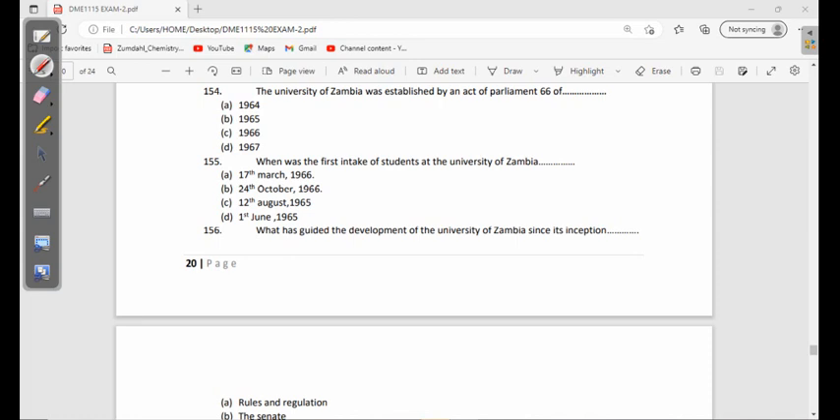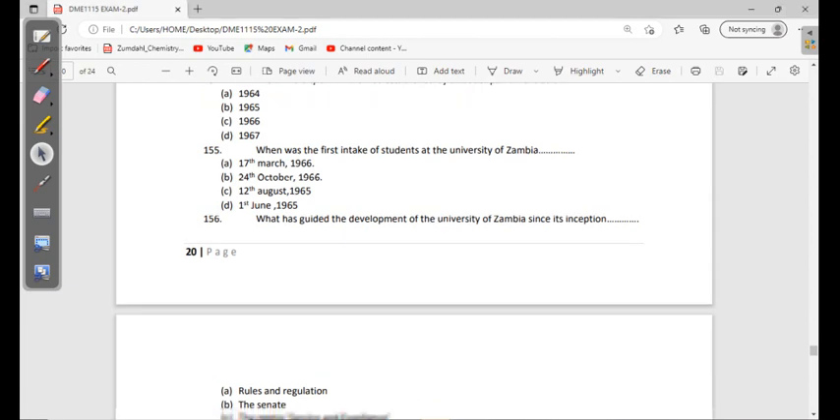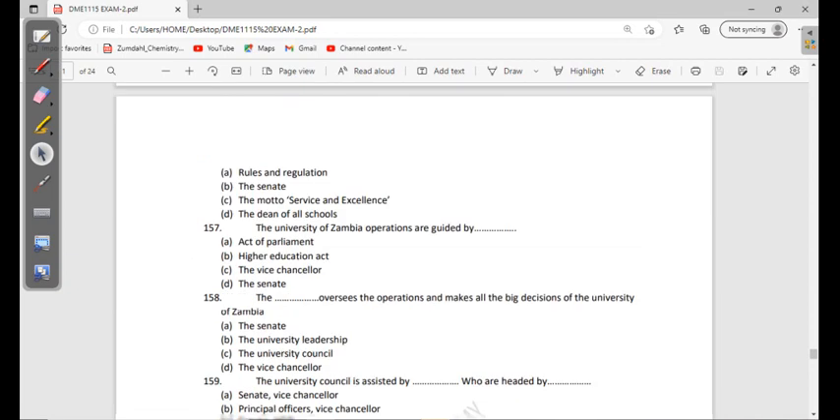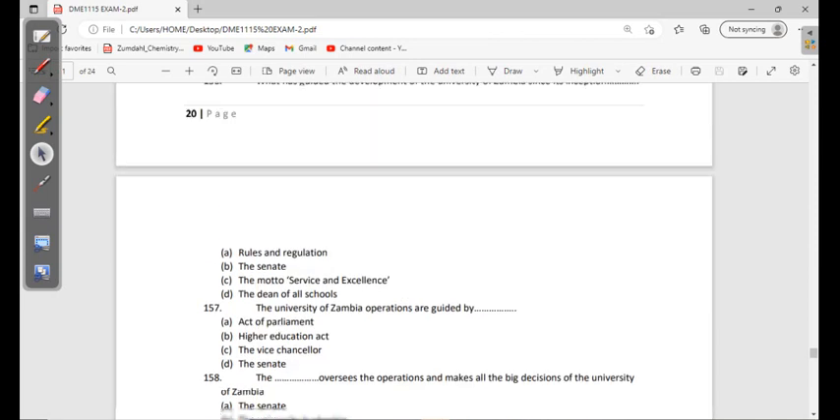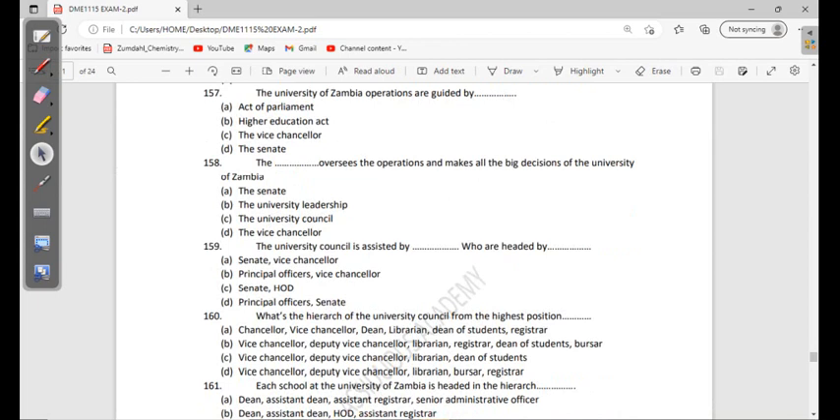156. What has guided the development of the University of Zambia since its inception? Regions, the Senate, the motto service and excellence, the dean of all schools. What do you think? So the motto of the University of Zambia, service and excellence, has guided its operations since inception. 157. The University of Zambia operations are guided by Act of Parliament, Higher Education Act, the Vice Chancellor, the Senate. So what guides the operations of the University of Zambia? That is the Higher Education Act.